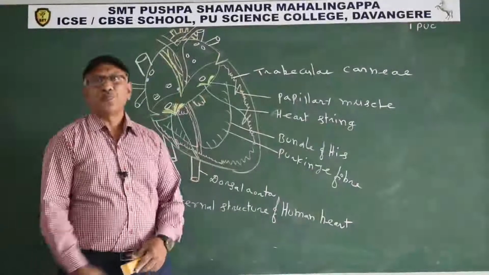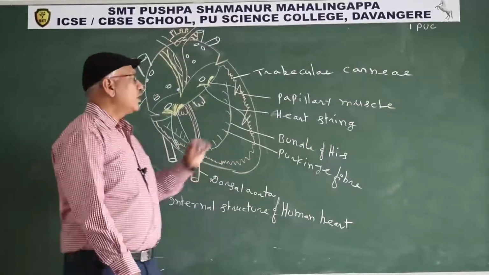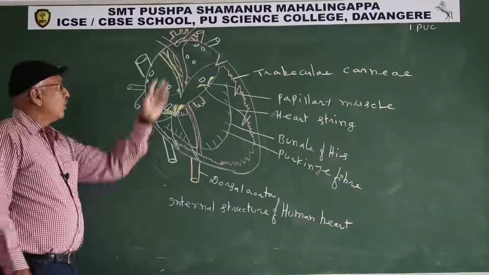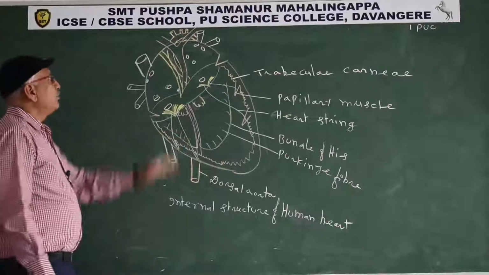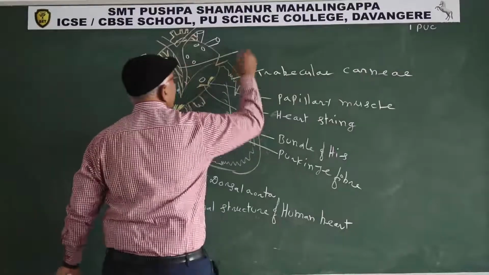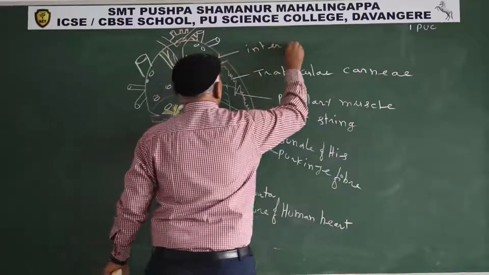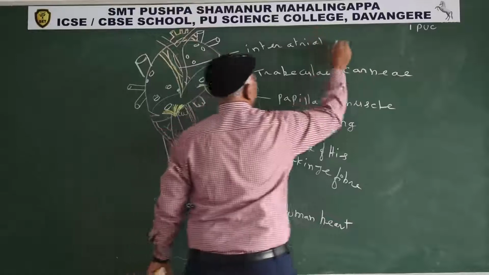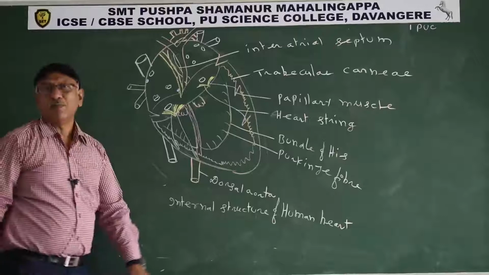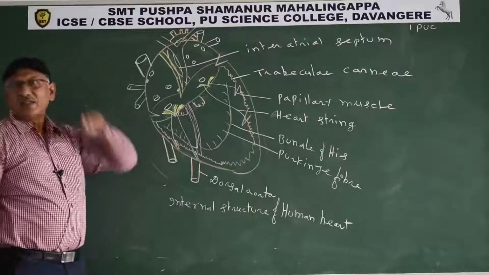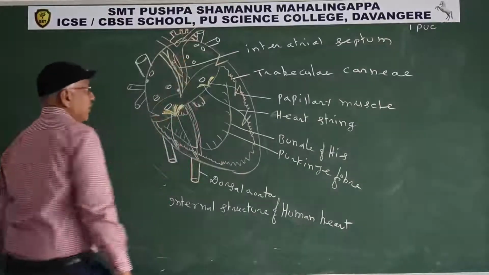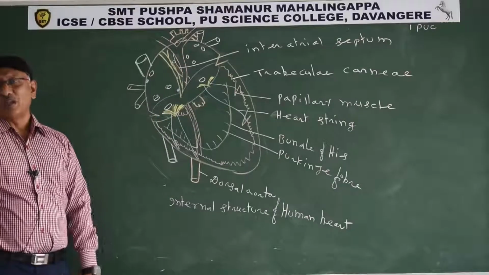Good morning everyone. Now we discuss the internal structure of the human heart. You already know there are 2 atria and 2 ventricles. The 2 atria are internally separated by a membrane known as the interatrial septum. The interatrial septum contains an aperture known as the foramen ovalis.